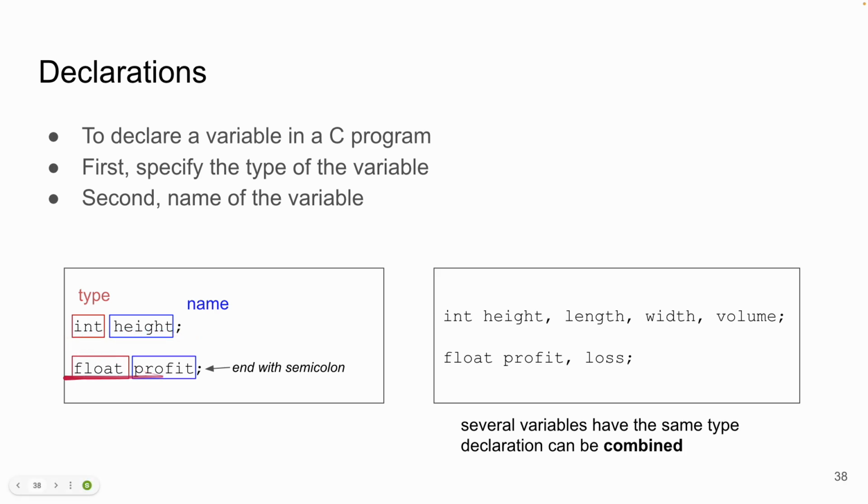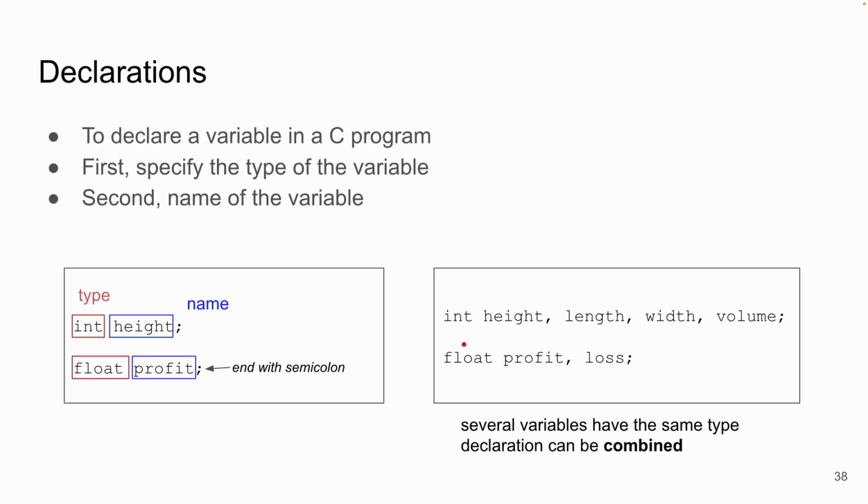So you can see for these two declarations, I declare one integer variable called height, and the other variable is a float variable, and the name is called profit. So to declare a variable, first we need to provide the type of the variable here, and then we need to name the variable like this. And most importantly, please don't forget to end the declaration with a semicolon here, because declaration also belongs to statement.